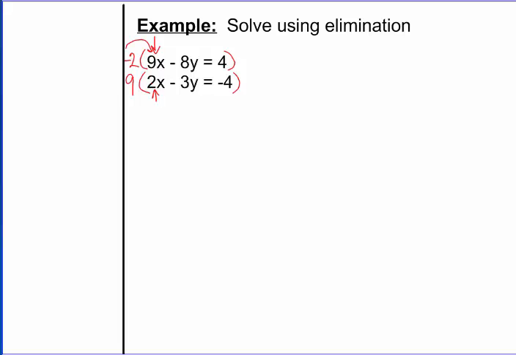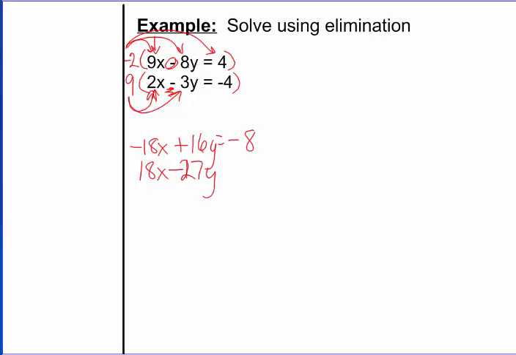So -2 times 9x is -18x. -2 times the -8y. Careful with your positives and negatives. That would be a +16y. -2 times 4 is -8. Now we're going to do the bottom. 9 times 2, 18x. 9 times 3, again, be careful, there's that minus there in the front. So that'd be -27y. And then 9 times -4, -36.